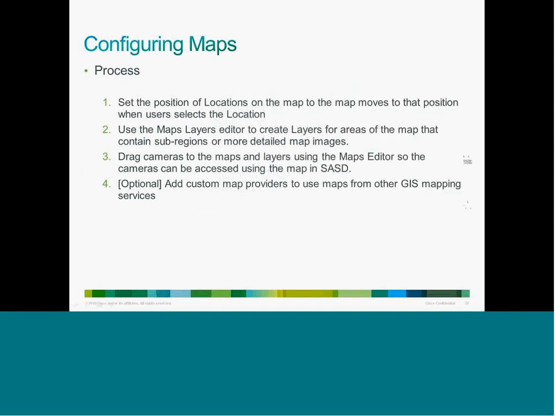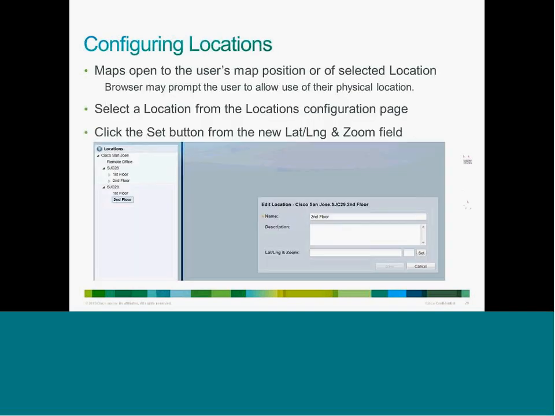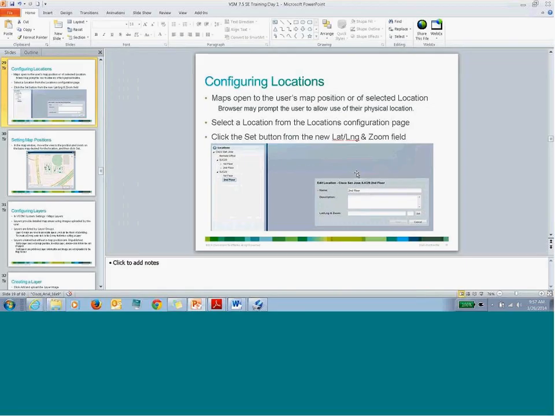So coming to configuring maps, there are 3 things we talked about: locations, map providers, and the map layers. We will look at how to set all those up, and we'll also look at how to drag cameras onto those maps and layers using the new VSOM interfaces. And we talked about this before. All the configuration is done through the VSOM web UI, but the accessing of the maps is done through our SASD client. So instead of going through the slides, I'll show you how this is done through a live setup.